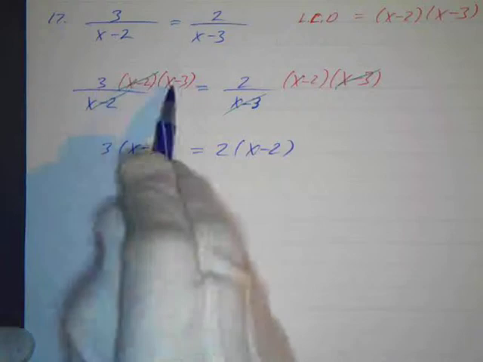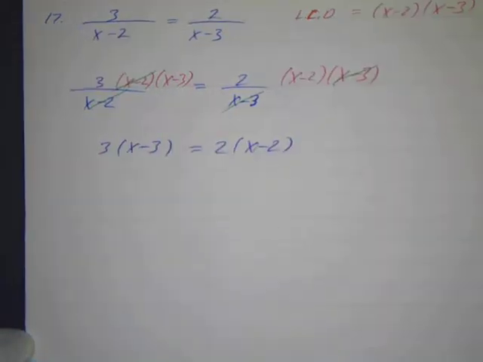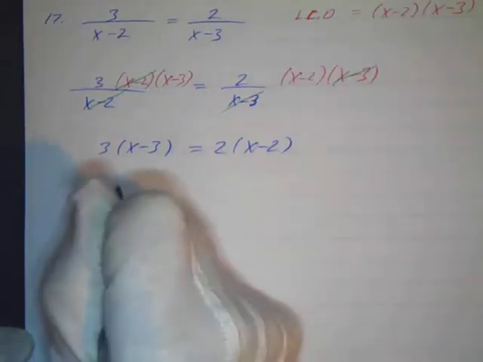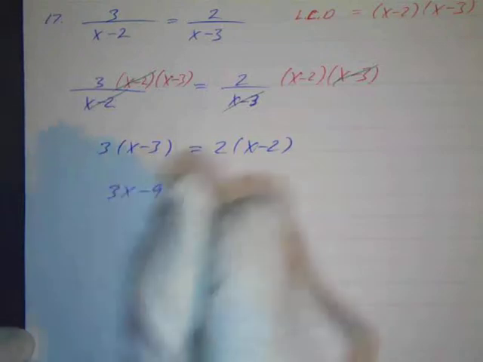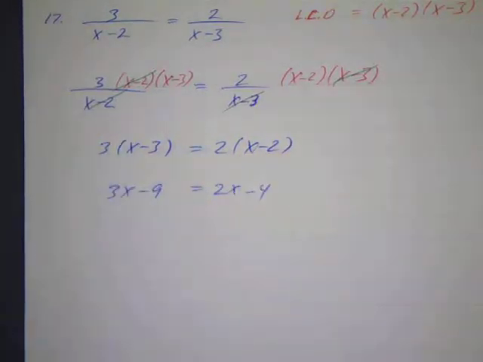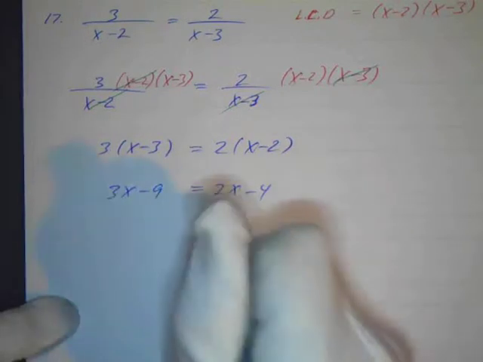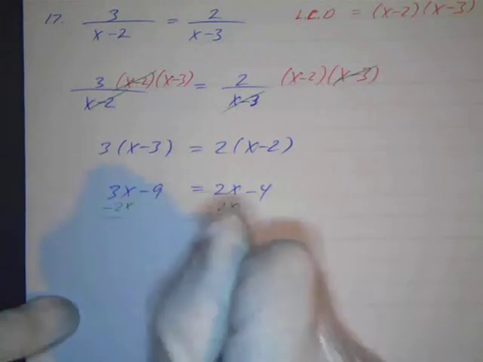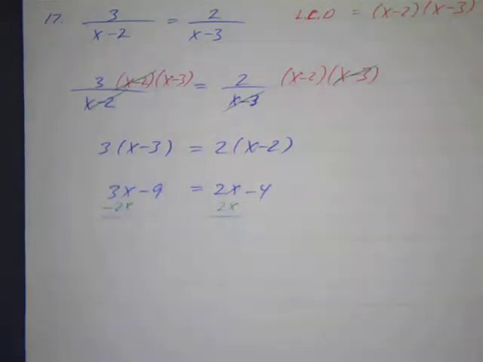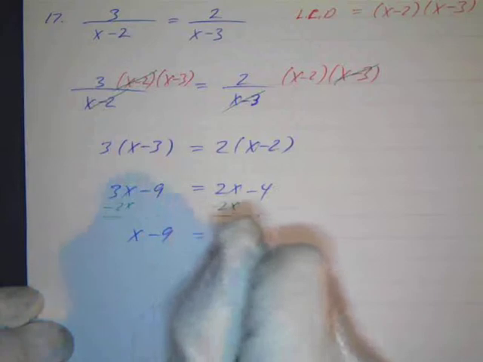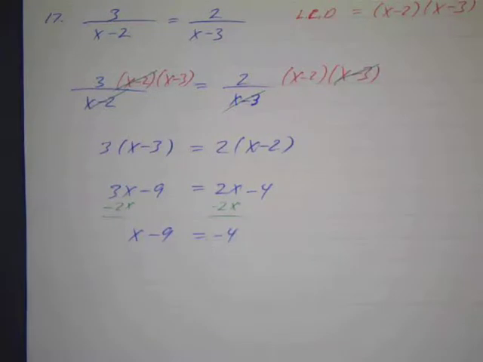And you could have just multiplied this out and skipped this step, but I like to write out every step just in case you can see what's going on. Now I'll remove the parentheses. So I've got 3x minus 9 equals 2x minus 4, and I want to solve for x. So we get all of our variables on the same side, so I'll subtract 2x from both sides. And I've got x minus 9 on the left equals negative 4. Then I'll add 9 to both sides.